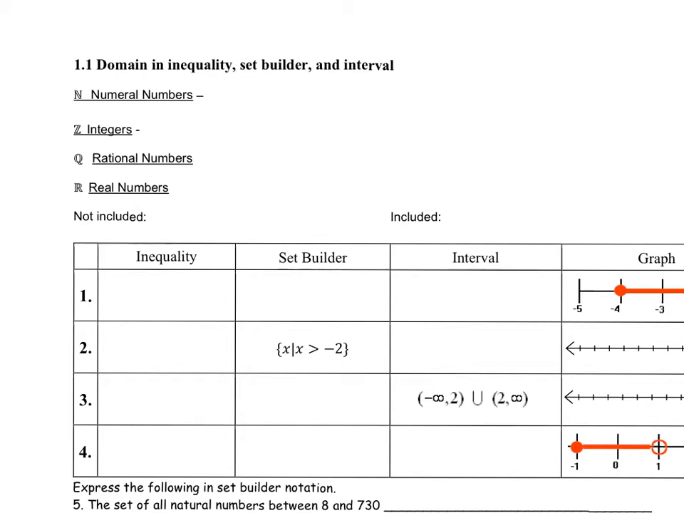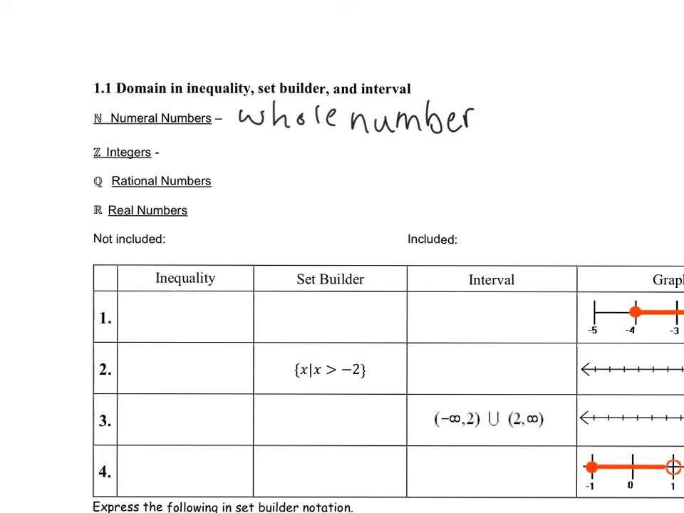We have to be comfortable with different types of numbers that we'll be experiencing when graphing a lot of these future parent functions. The first thing is numeral numbers. Now, a lot of us know them to be whole numbers, okay? And when I mean whole numbers, I mean things such as 1, 2, 3, 4, and so on, but not necessarily negative numbers just yet. So we don't have negative numbers when talking about these whole numbers.